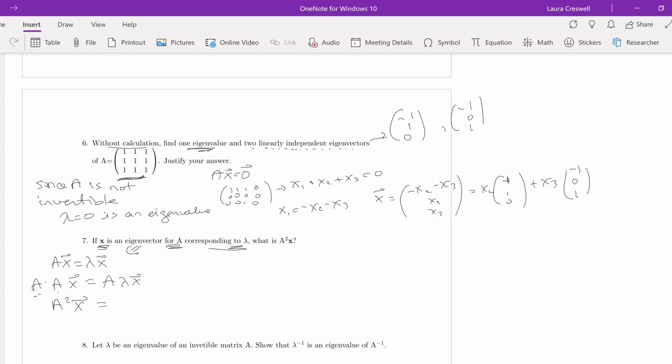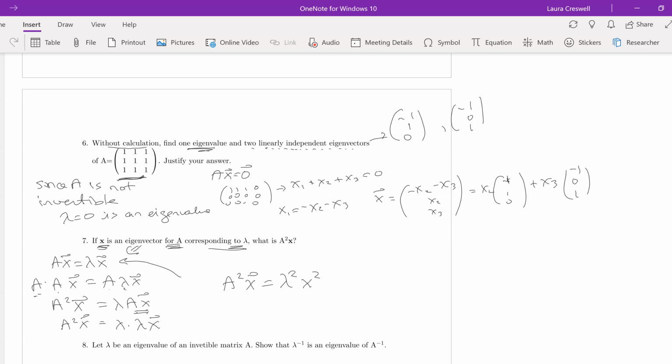This here, I'm going to take the time. This is just a number, so I can switch the order of the number and the matrix, right? I could pull the number lambda outside, so I get this. What do I know that Ax is equal to? I know that Ax is equal to lambda x. So this gives me lambda x. So I get A squared x is equal to lambda squared x.